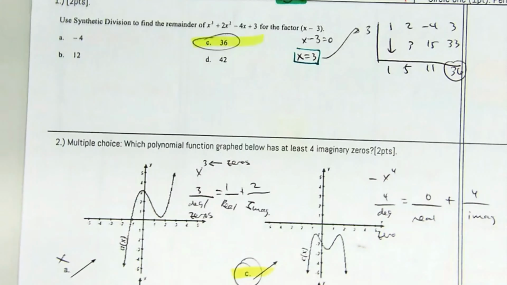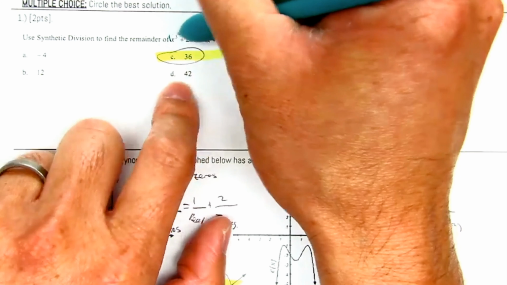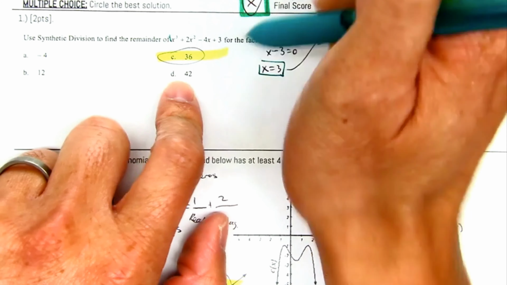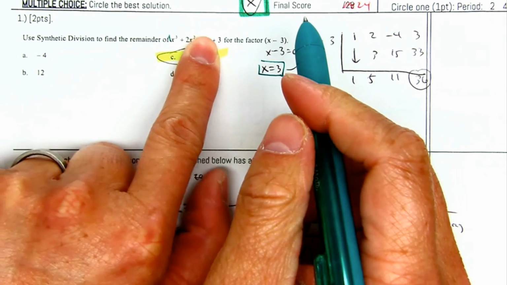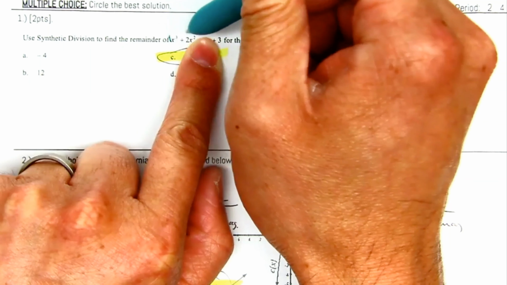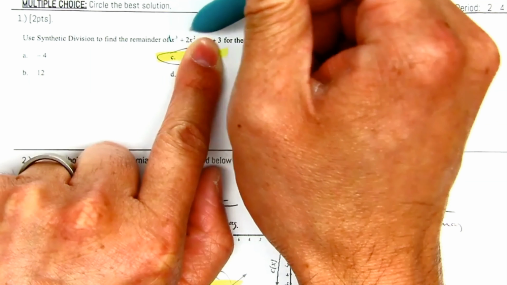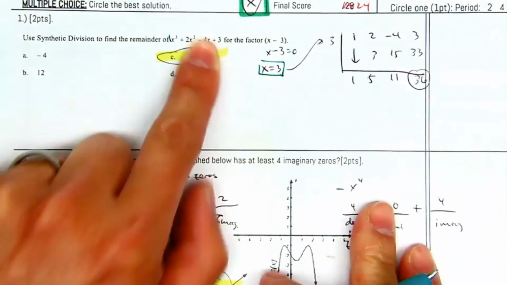The numbers I write for synthetic division are the coefficients. Coefficients are the numbers in front: 1, 2, -4, and 3. Remember, if you are missing a term, you're going to have to use a placeholder. For example, if I put my finger over -4x, that would be 1, 2, 0, and 3. So the placeholder would be 0x if I covered up that part.